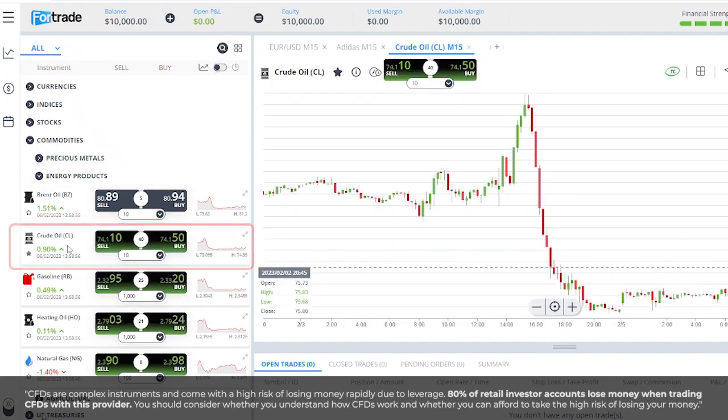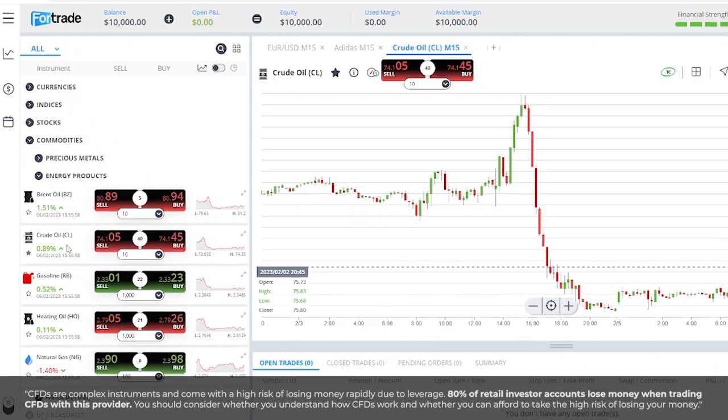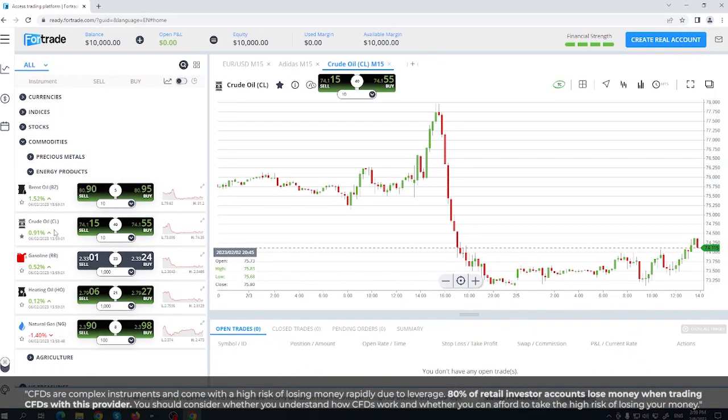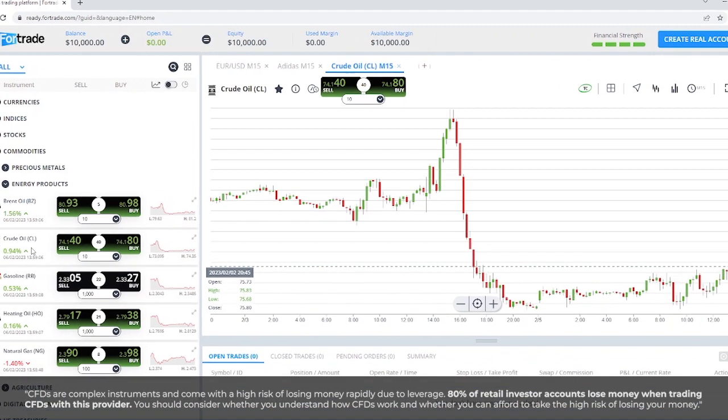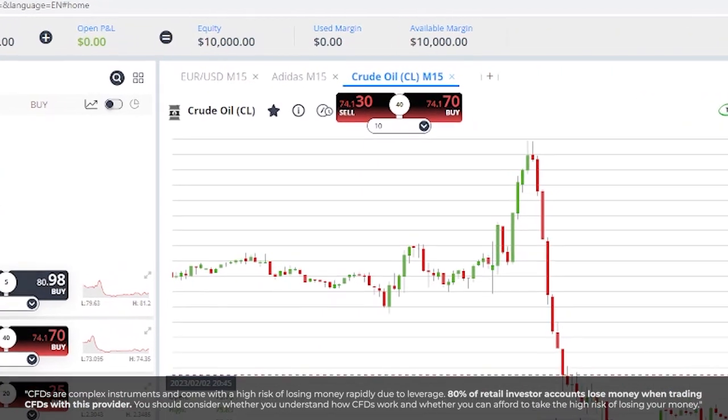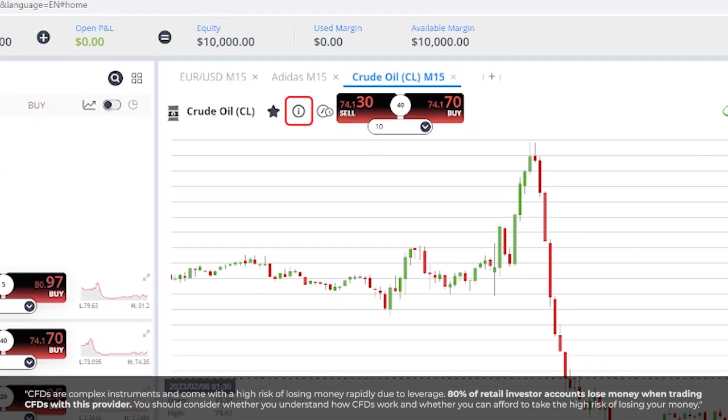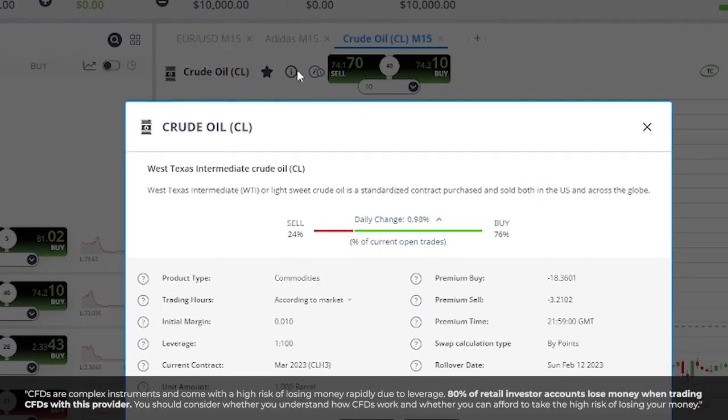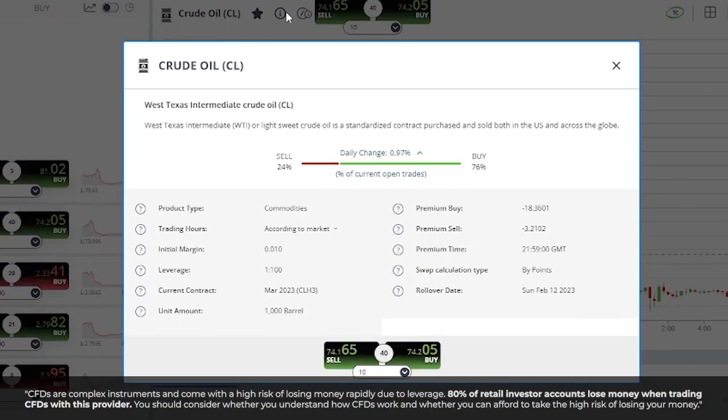As soon as you click on the crude oil instrument, you can see that the chart on the right-hand side changes, and you are now looking at the movement of the price of crude oil. Click on the I option, which will give you a short description, interesting facts, current buy and sell percentages, and the daily price change regarding a particular instrument. You can also see trading hours, leverage, and the rollover date here.